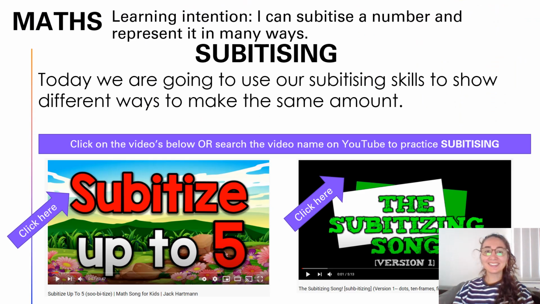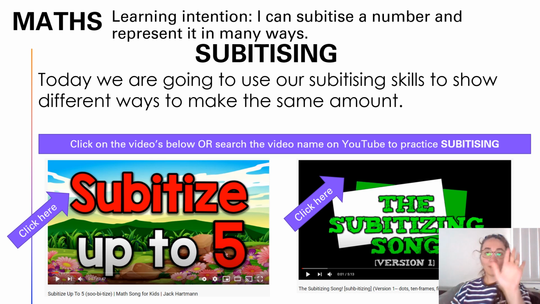Okay guys, now it's time for our last subitizing activity for the week. So our learning intention, let's read it again. So I can subitize a number and represent it in many ways. So remember, subitizing is all about looking at an amount and saying and identifying it without counting. Today, we are going to use our subitizing skills to show different ways to make the same amount.